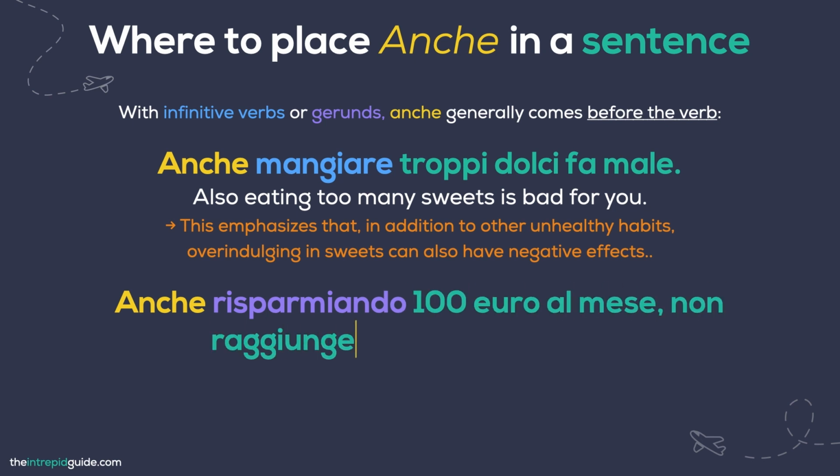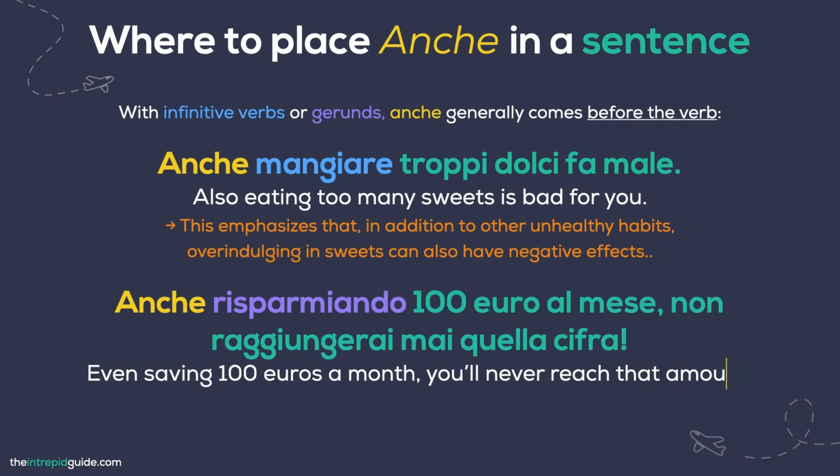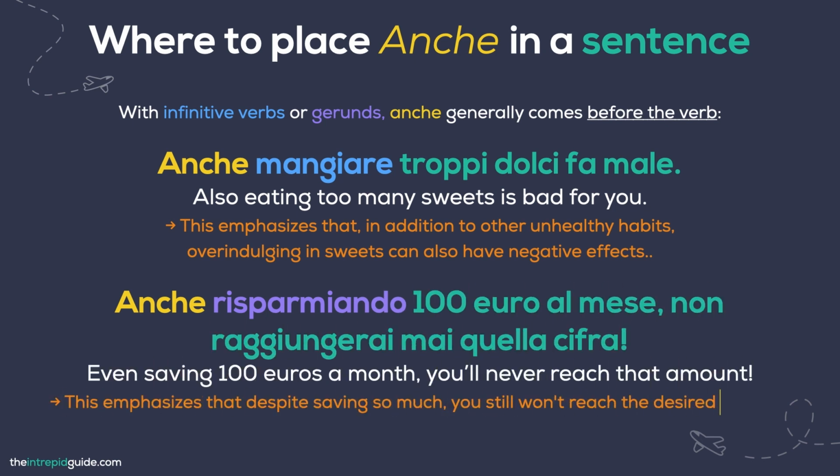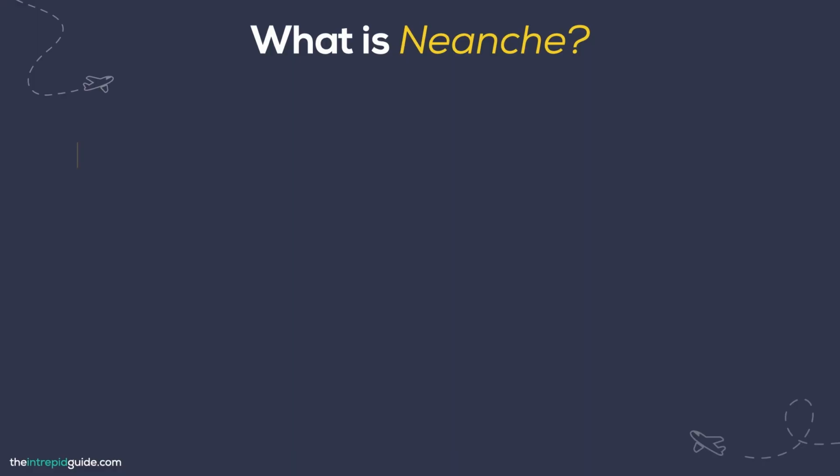Anche risparmiando 100 euro al mese non raggiungerai mai quella cifra. Even saving €100 a month, you'll never reach that amount. This emphasizes that despite saving so much, you still won't reach the desired amount. We also have the Italian phrase neanche. But what does this mean?